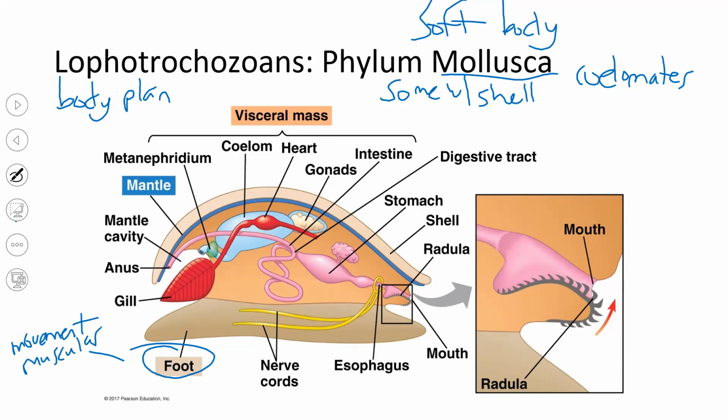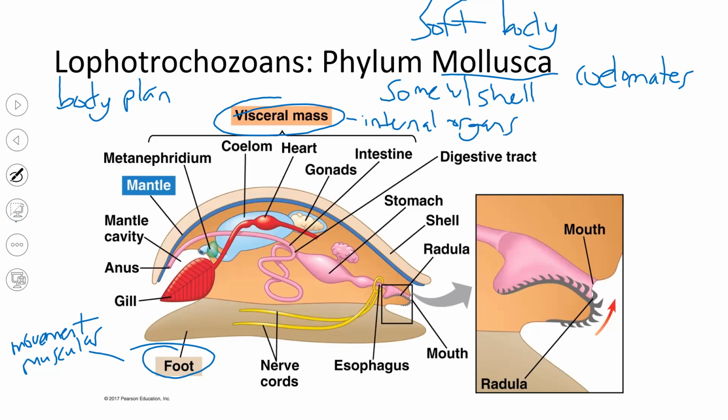Then they also have the visceral mass. And you can see the visceral mass is including all of these things, so this is what contains the internal organs. So while we're here, well, no, we'll come back to it.